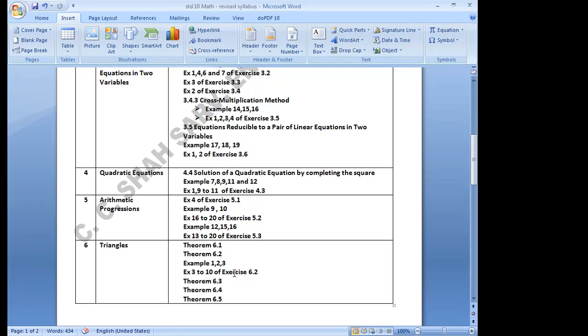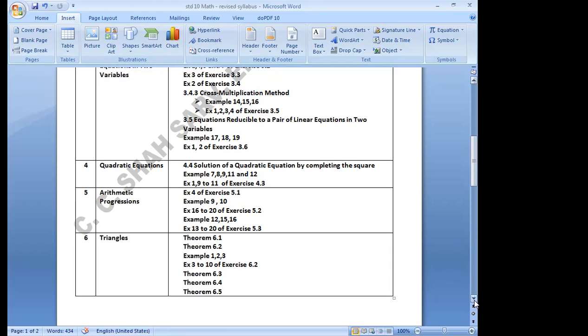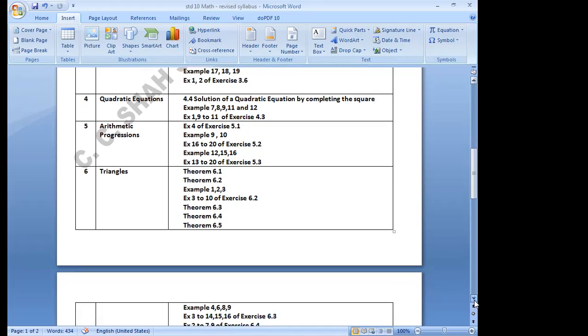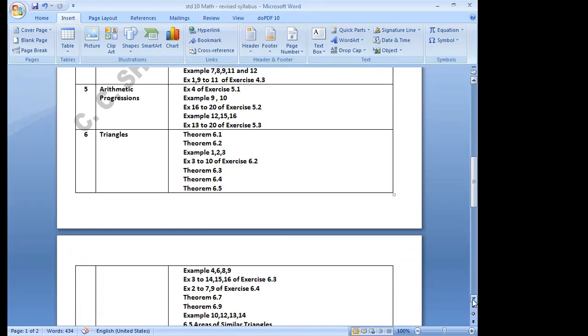Let us go ahead. Page number 131, theorem 6.3 excluded. 132 page number, theorem 6.4 excluded. 134 page, theorem 6.5 excluded. Page number 135, example 4 excluded.